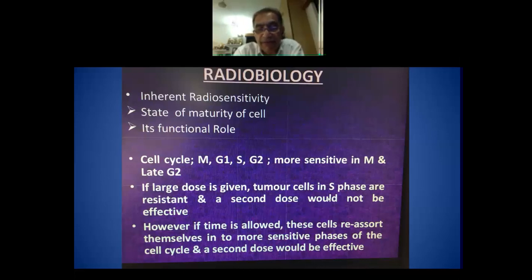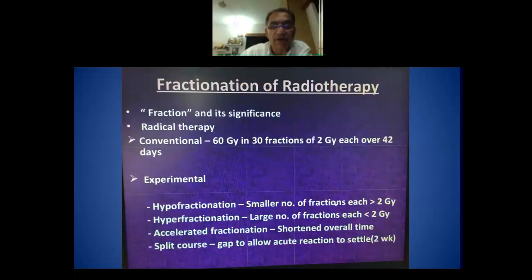That is why there is an interval between each fraction. You allow these cells to reassort themselves into a more sensitive phase of the cell cycle, where the second dose would be more effective. This is where the concept of fractionation came up. In the olden days, radical radiation involved about 60 gray. Commonly, all head and neck tumors, squamous carcinomas of the ENT region, were given 60 gray in 30 fractions. This is 5 fractions a week spread over 6 weeks, which amounts to 30 fractions, and the fraction size each day was about 2 gray.